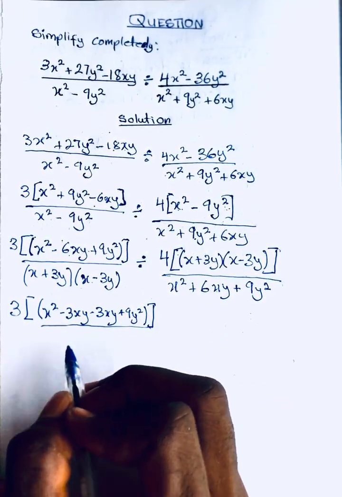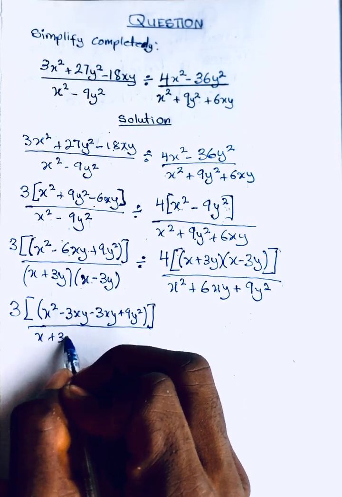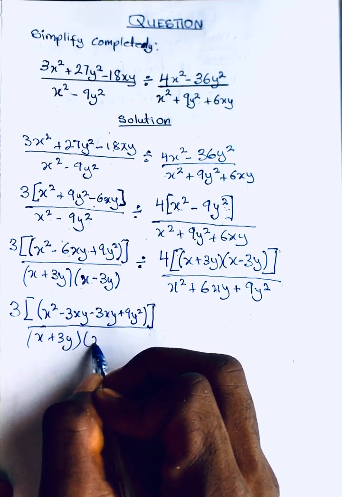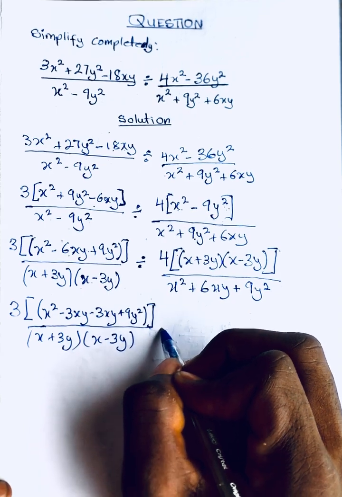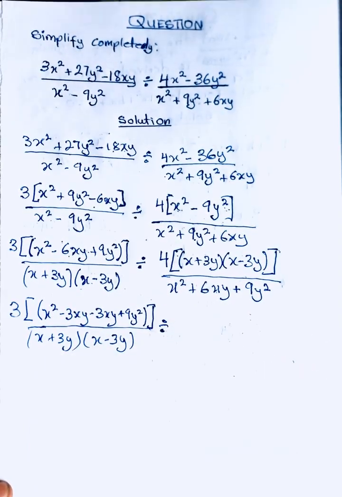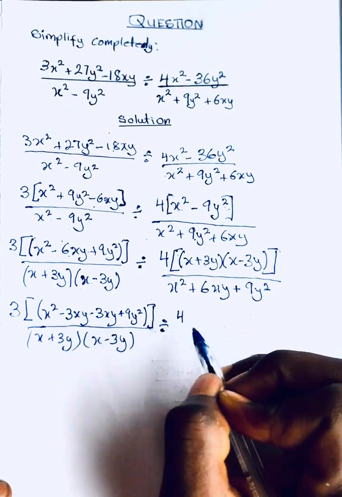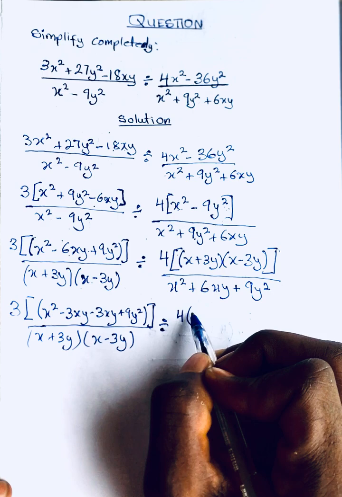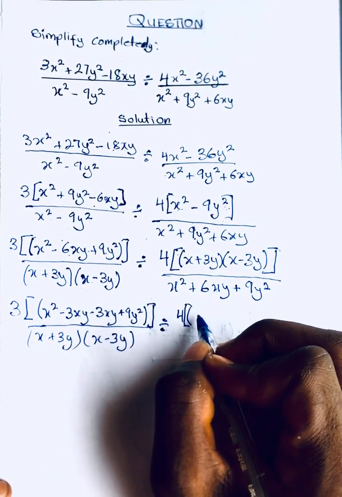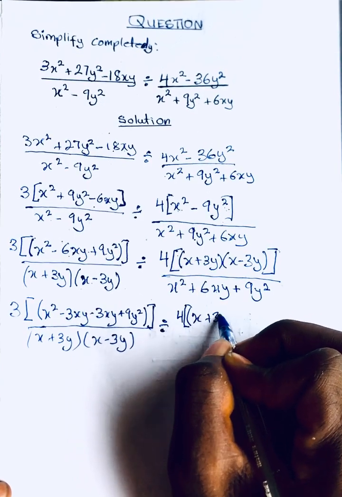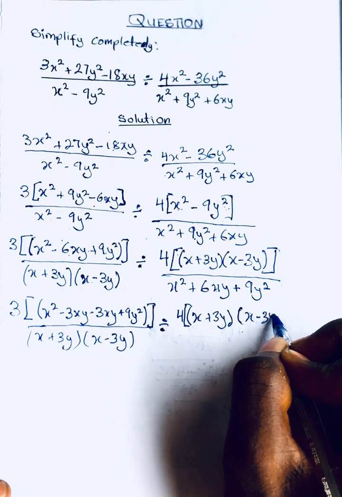All over x plus 3y, x minus 3y, divided by the same thing here. It will be 4 into x plus 3y, x minus 3y.